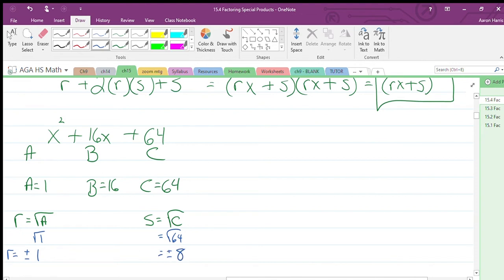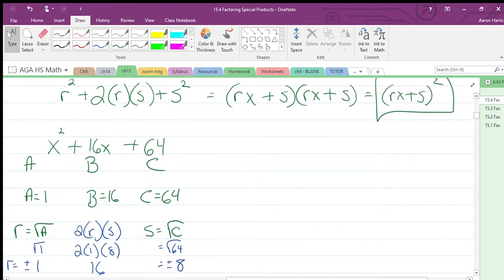Now, all we have to do for B is say 2 times what? R and S. Now, 16 is positive, so we're going to use both a positive 1 and a positive 8. Look at that. 2 times 1 is 2. 2 times 8 is what? 16. So we got 1, 16, and 64 as we go through, and we're good to go.